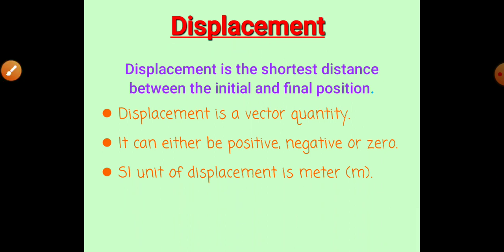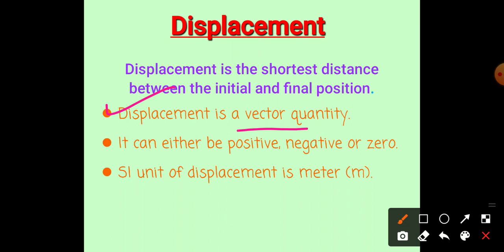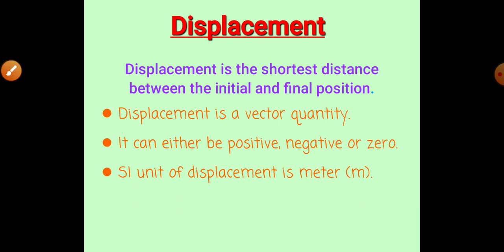Displacement is a vector quantity. Vector quantity means it has both magnitude as well as direction. Second point, it can either be positive, negative or zero. That means displacement can have positive values, negative values or zero values. Third point, SI unit of displacement is meter because it is the shortest distance, but it has a direction.